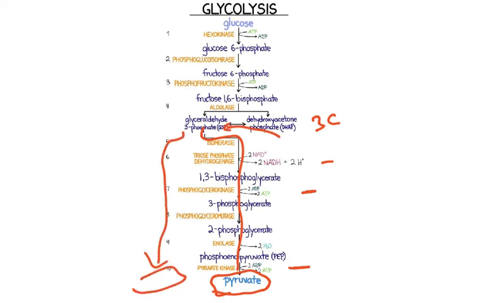So we have 2 pyruvates, so 3 carbon pyruvates. Please remember, I don't expect you to remember the other names, but I expect you to know this, where NADH is made, where the 2 ATP are made here, and then the 2 ATP are made in the last stage just before pyruvate is made. So just a quick recap of glycolysis.